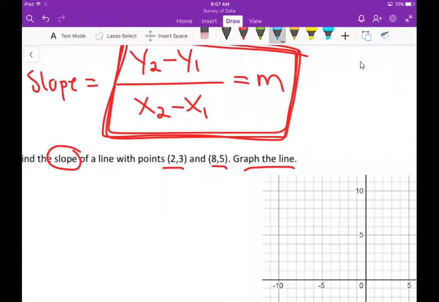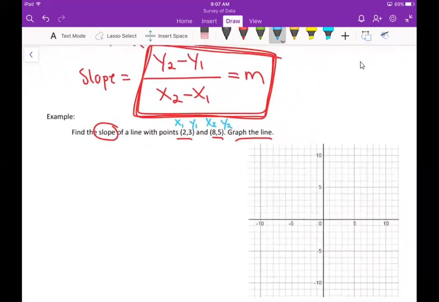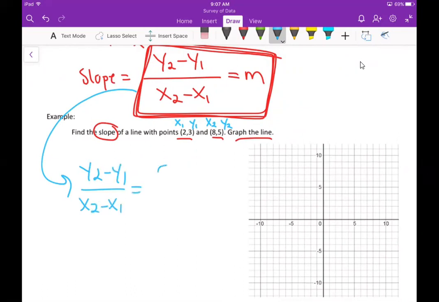So what's really helpful here is to think about labeling these points. This one, 2, 3, is the first point listed. So I'm going to give it the subscripts of 1, x1 and y1. The second point listed, I'm going to say is x2 and y2. Okay, so then all we have to do is plug these numbers into our formula. So our formula is y2 minus y1 over x2 minus x1. So in this case, y2 is 5, y1 is 3. So 5 minus 3 over x2 is 8, and x1 is 2.